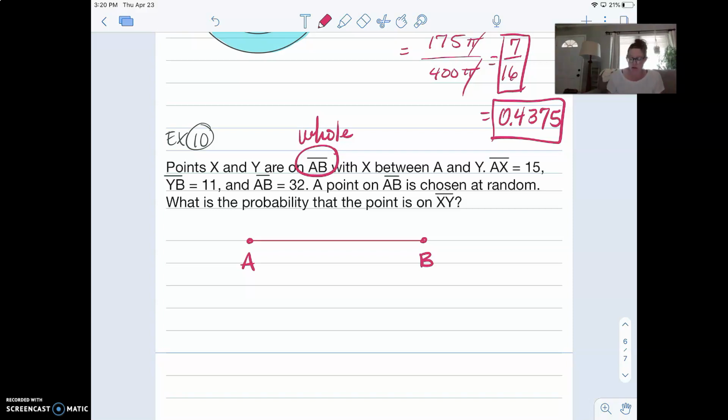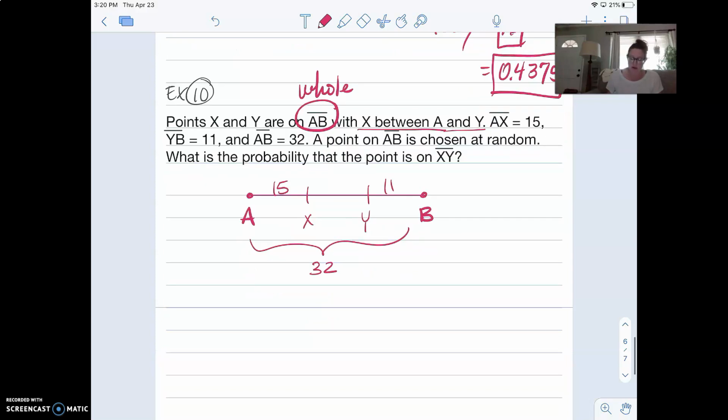Somewhere between A and B are points X and Y, with X between A and Y. So that means if this is Y, X has to be somewhere here between A and Y. AX is 15. YB is 11. And AB is 32. A point on AB is chosen at random. What's the probability that the point is on X, Y?